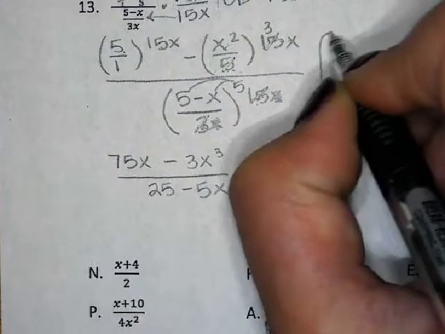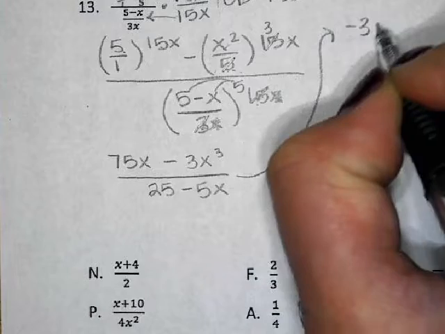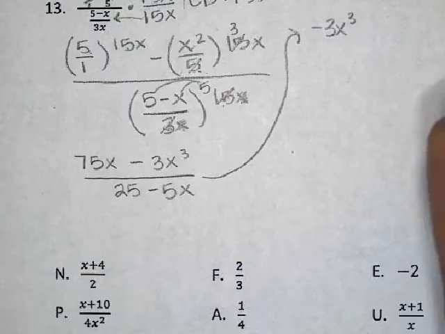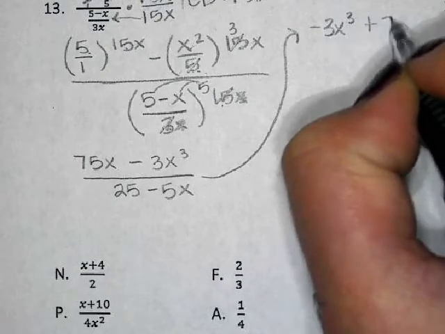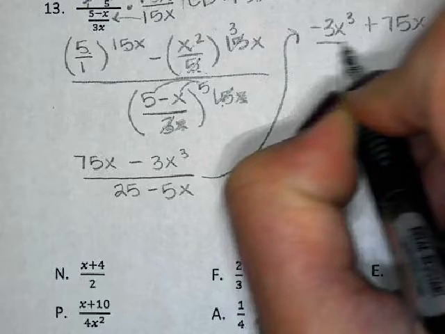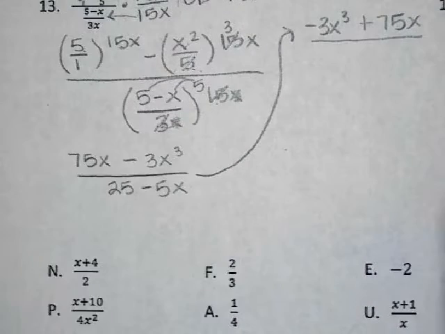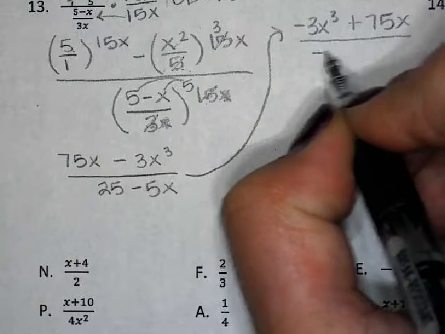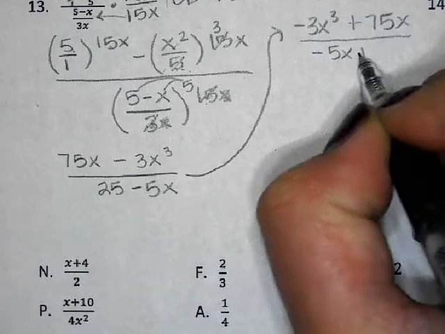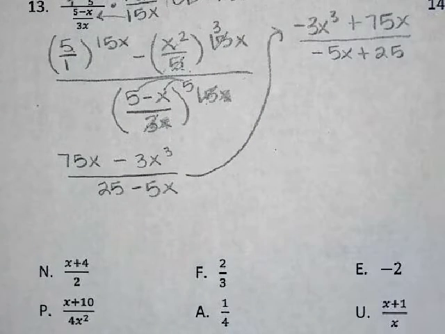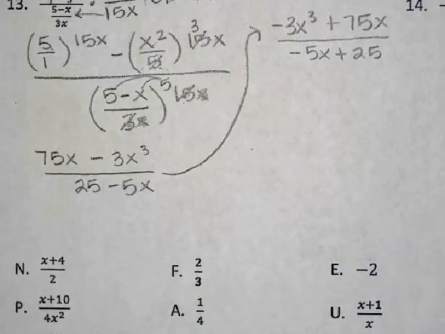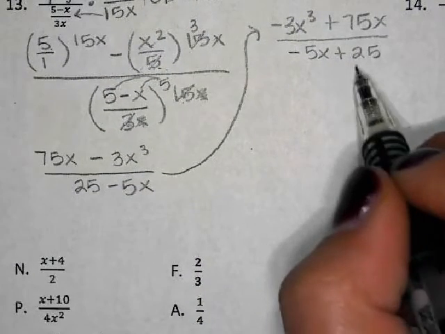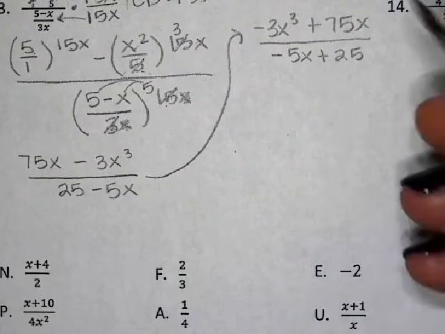Okay, perfect. So negative 3x cubed plus 75x. So now the top is in the correct order. The bottom should be negative 5x plus 25. Okay? So we got that, and now we are ready to factor.